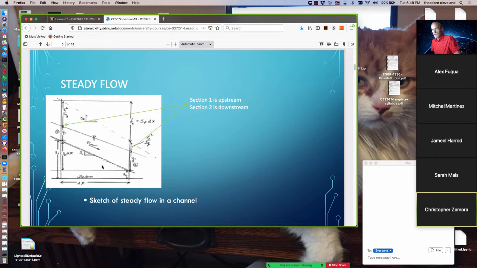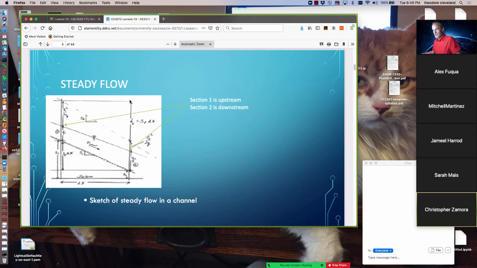And we can use the knowledge of that distance to work our way from a downstream location back upstream. And the change in elevation of the channel bottom from Z1 to Z2 is simply S0 times delta x. So Z1 minus Z2 equals S0 delta x.